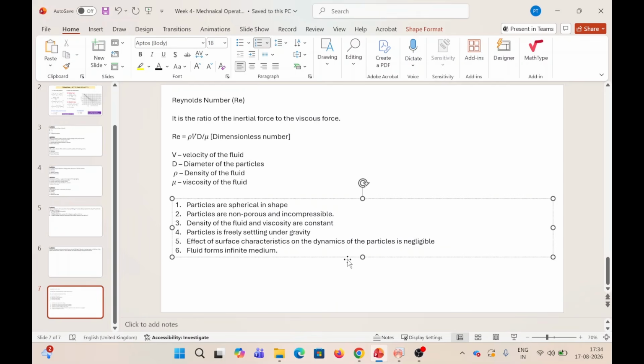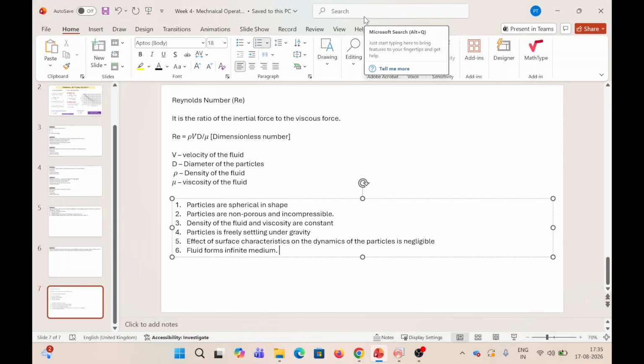So these are the 6 assumptions. It is better to remember all the 6 assumptions, because we need to know under what assumptions we are deriving the particular equations. Based on these 6 assumptions, we derive the terminal settling velocity of a single particle. First, with all the 6 assumptions remaining valid, let us see the equations for the terminal velocity of the particle.